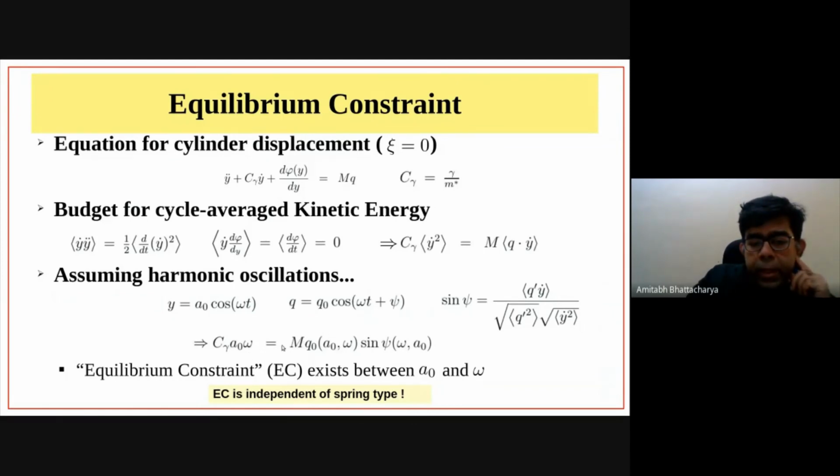If you look at this closely, the C, gamma, M are all constants. Q naught and this psi are functions of A naught and omega. If we know these functions Q naught and psi, then we can get these constraints. So what is this Q naught and psi? We can flip it around: if I oscillate the cylinder with a certain amplitude and frequency, then the non-dimensional amplitude of the lift force and the non-dimensional phase difference which I will get in the lift force will be my Q naught and psi.